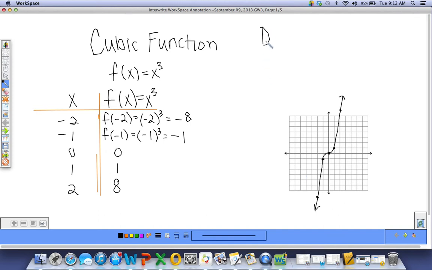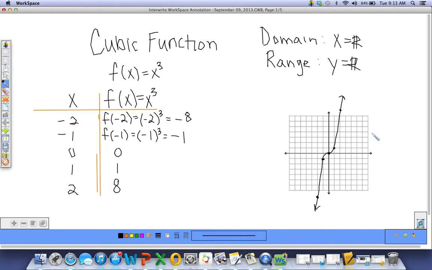Your domain for x, well, this graph is going to get wider and wider. So x is going to be equal to all real numbers. And at the same time, with the range, it's going to be going up, up, up, and down, down, down. So y is going to be all real numbers. No matter how you transform this graph, your domain and your range will always be all real numbers.